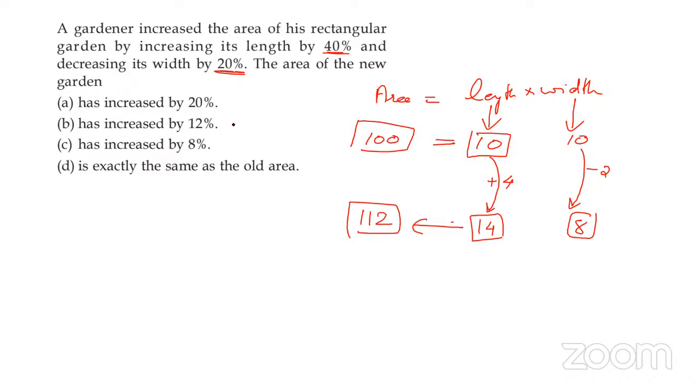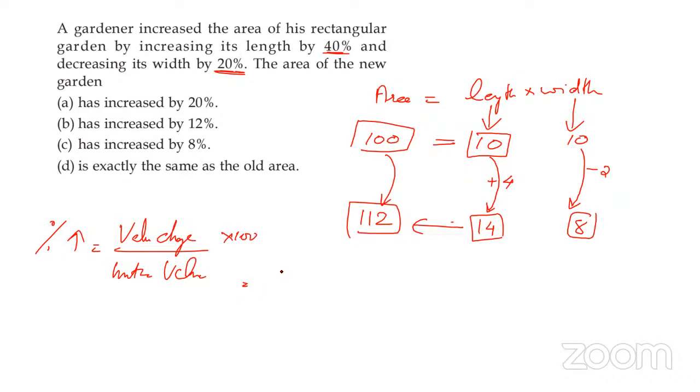And you are asked to find what is the percentage change in the area. So I can see that clearly it is increased from 100 to 112. So what is the percentage increase here? So percentage increase is equal to value change by initial value into 100. So clearly I can say the value change is 12. It is increased by 12. Initial value is 100 into 100. So you don't need to even calculate it. It is nothing but 12%.